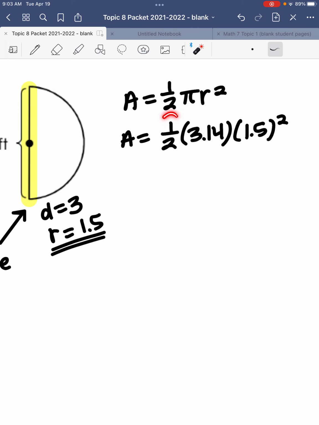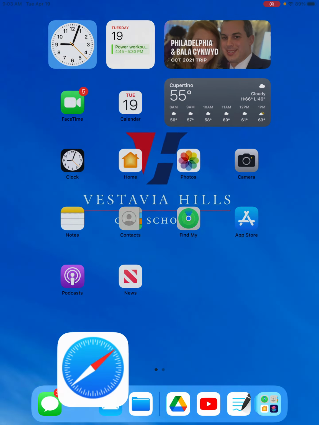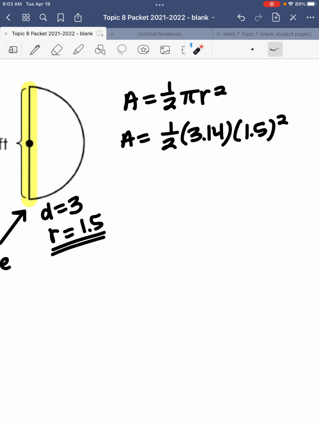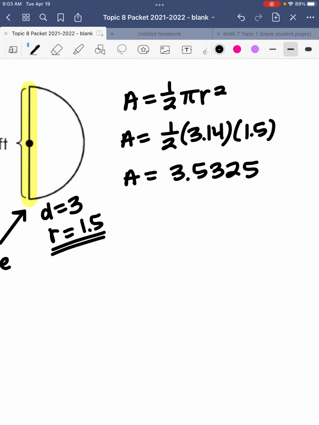Now the only difference is I'm going to use 0.5 when I put that into my calculator. Okay, so let's go to my calculator. So we have 0.5 times 3.14 times the radius, 1.5, that I need to square. So I've plugged everything in, and I get 3.5325. So my area is 3.5325 feet squared.